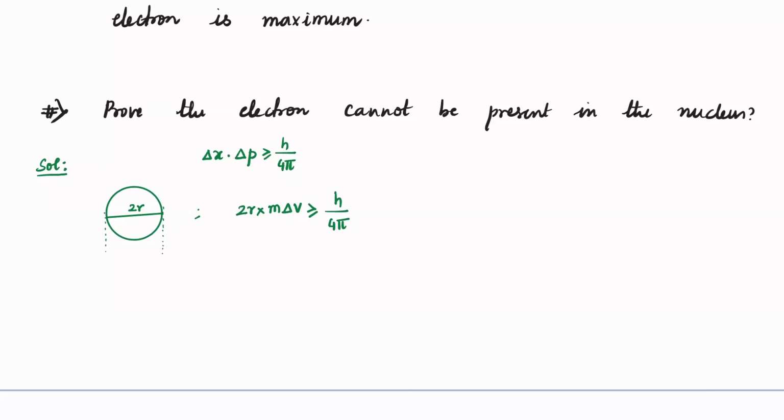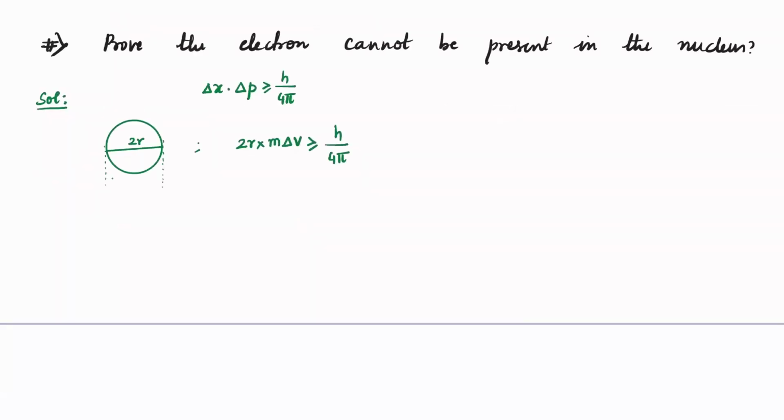This is how much we know about how the radius would be, isn't it? Now, what is the typical radius or diameter of a nucleus? As per Rutherford's model, we learned that it is approximately 10 raised to the power of minus 15 meters. That is the radius.